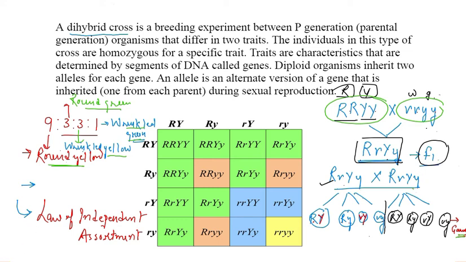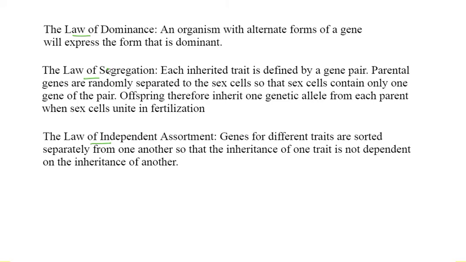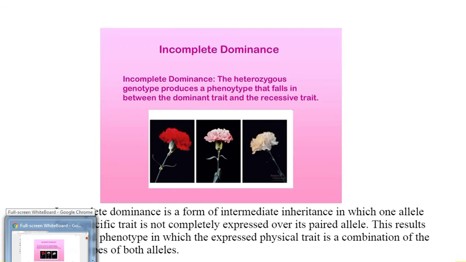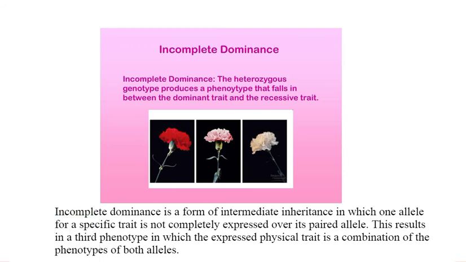So these are the three laws: law of dominance, law of segregation, and law of independent assortment. Now, come to incomplete dominance. Here we have seen two crosses, monohybrid cross and the dihybrid cross. This is also a monohybrid cross, but here a slight deviation is there, and this is known as incomplete dominance.